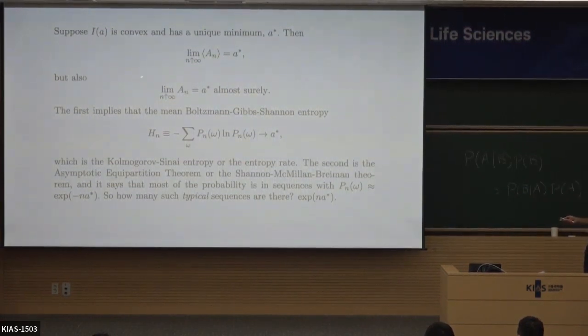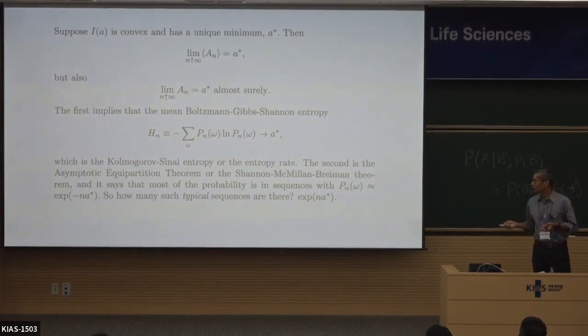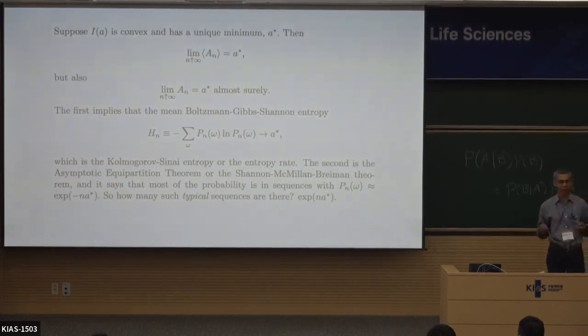Now, this is even more fun because if you believe this, then you ask, well, what's the probability of a sequence? It says that most of the probability is concentrated in sequences that have probability Pn of omega approximately e to the minus n times A star, right? That's my definition of I of a, right?